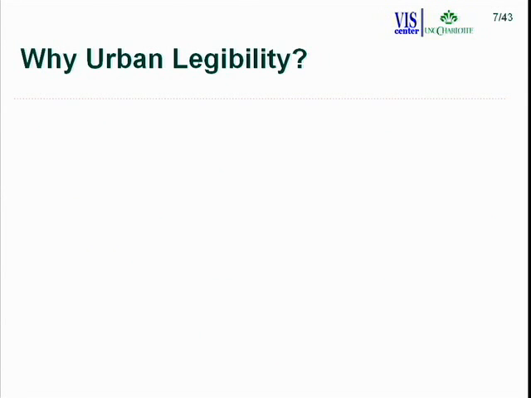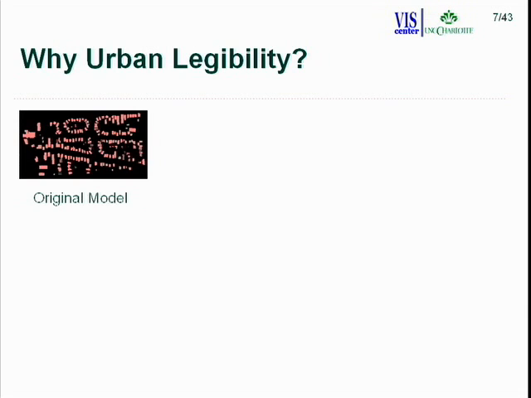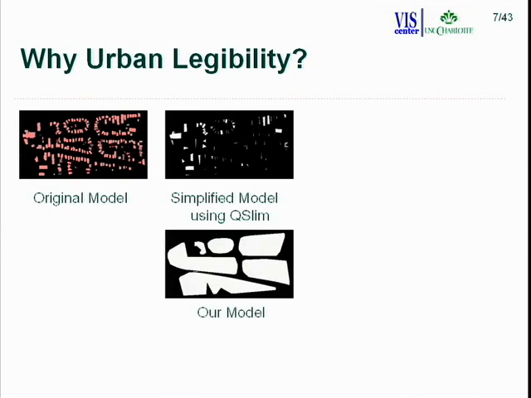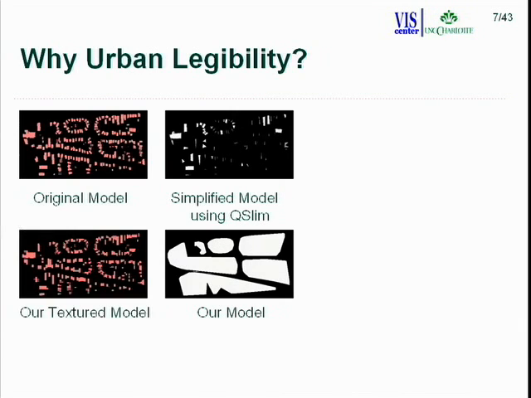So the question is, why do we decide to use urban legibility? To give you an idea, here we take an original model. These are a bunch of buildings in our Atlanta data set looked at from a top-down view. This is what you would get if you use a traditional simplification method such as QSlim. And I'm assuming people know what QSlim is. But what you see is that a lot of the buildings get decimated to a point where it doesn't really look like a building anymore. Whereas our approach is a little bit different. We take an aggregated approach, and this is what you would get. And if we apply a texture map onto our model, this is what you end up with at the end.